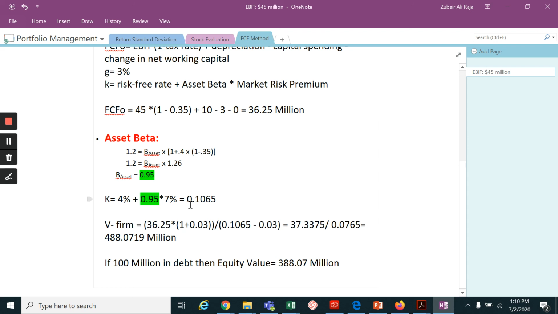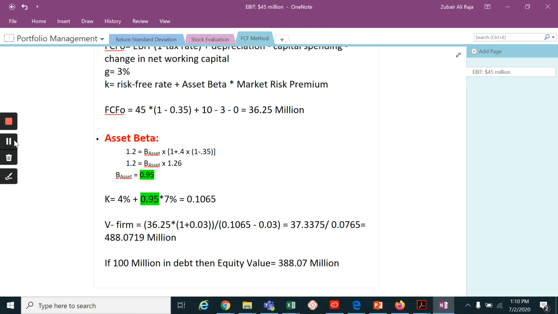Now this is the value of the whole firm, but there is a claim of the debt holders in the firm as well. If 100 million is the debt, then what is the equity value? We know that you will subtract 100 million from 488 million, and you will end up getting 388 million. So this is how we can use the free cash flow to find first the value of the firm, and from that, if we subtract the value of the debt, we will end up getting the value of the equity.